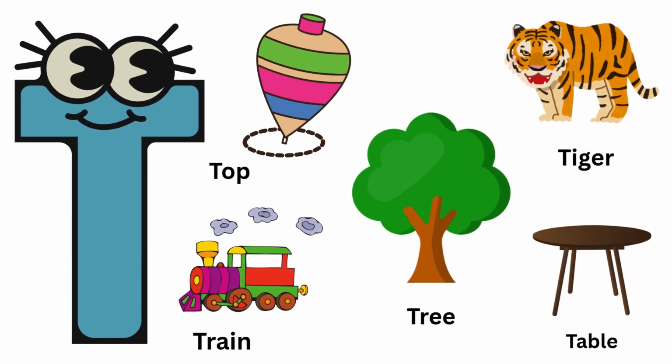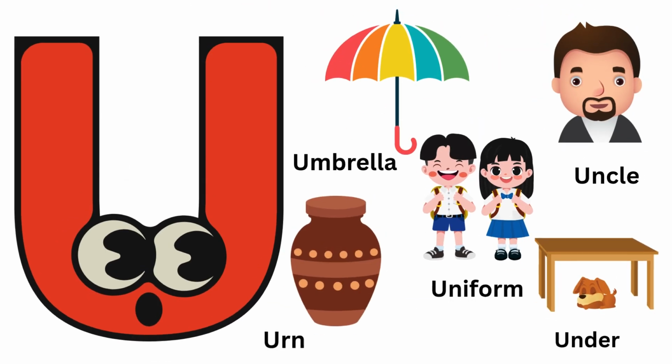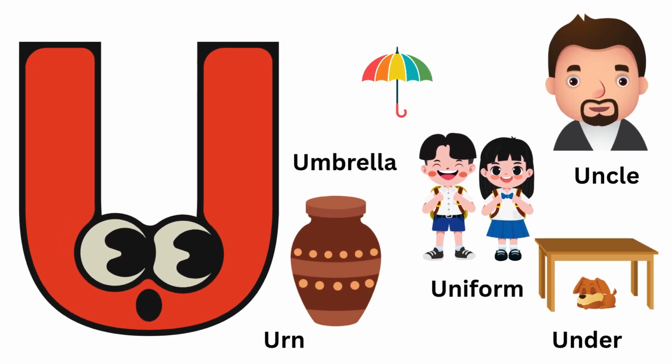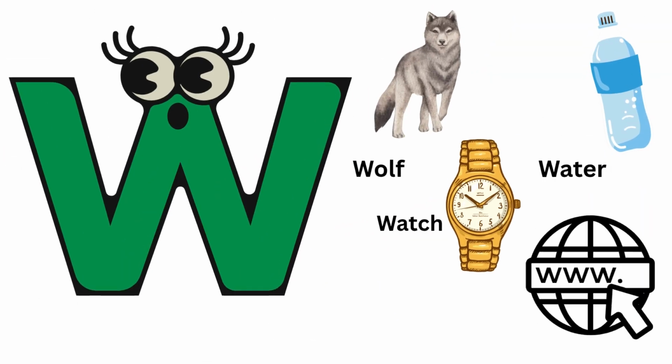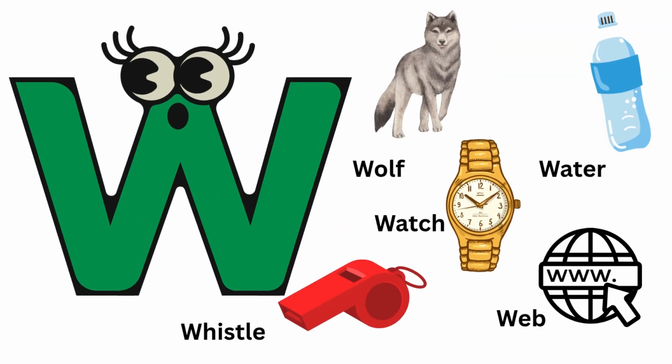T is for tiger, top, tree, train and table. U is for umbrella, uncle, uniform, urn and under. V is for fan, vice, violin, village and vest. W is for wolf, watch, water, web and whistle.